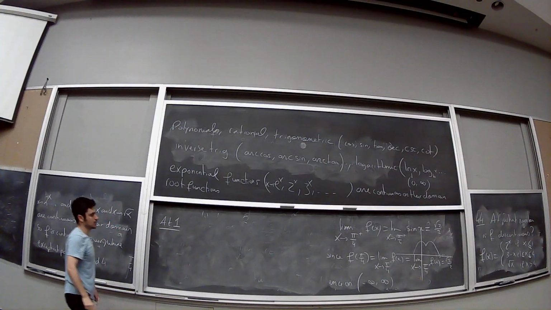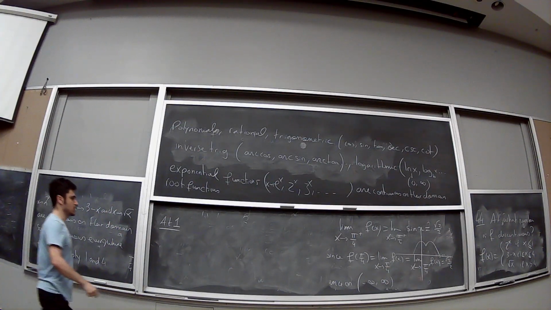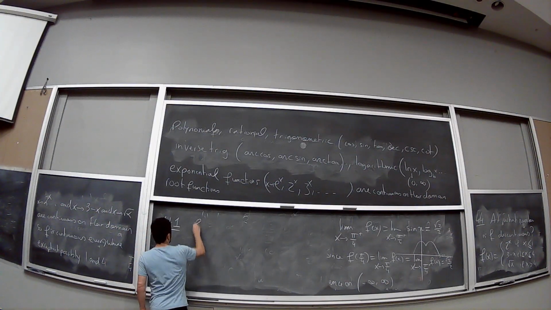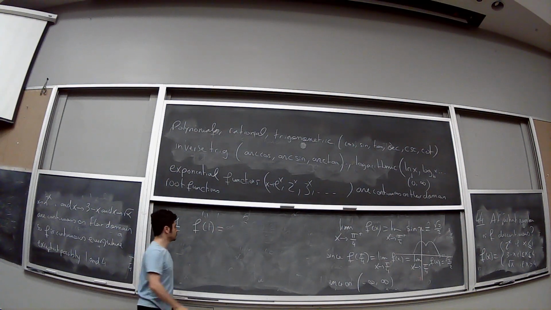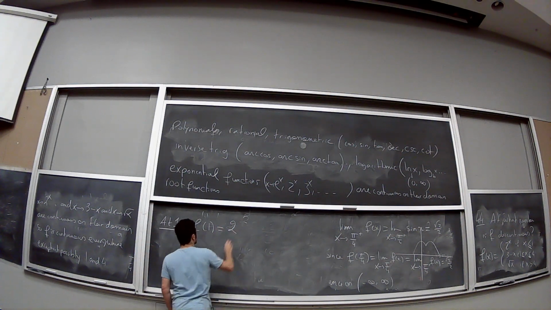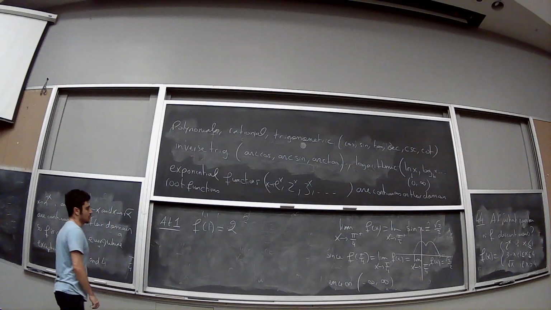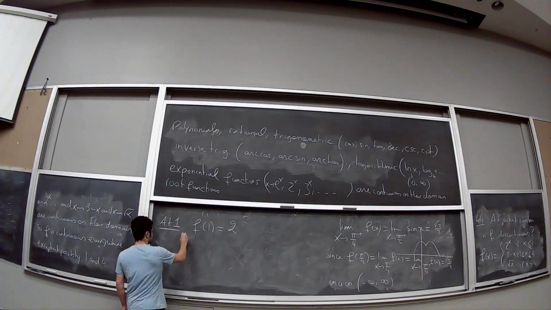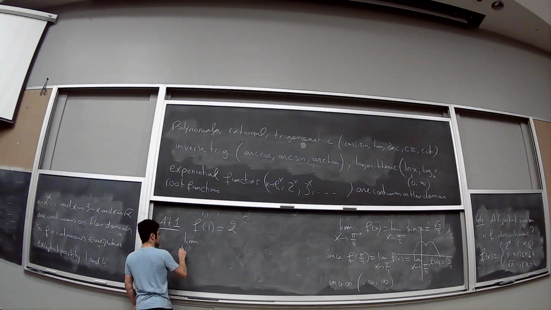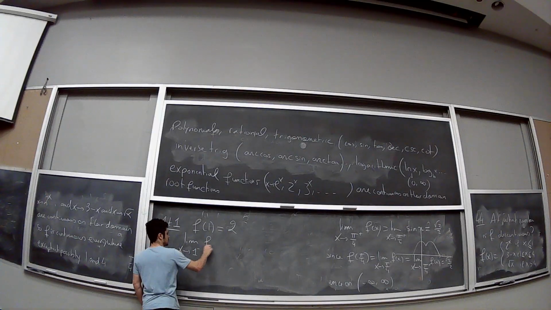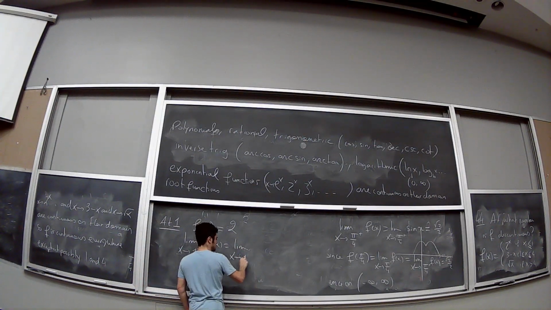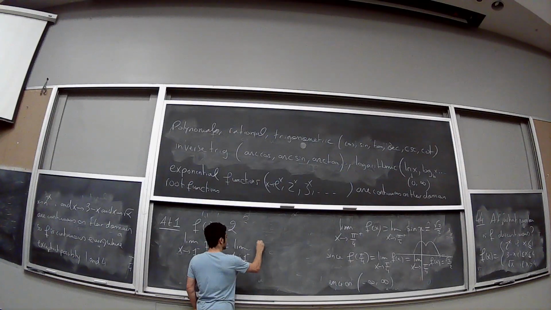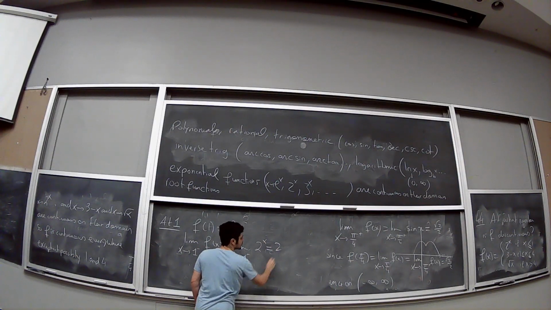At 1, what is f of 1? f of 1 is 2 to the 1, which is 2. Okay. What is the limit as x approaches 1 from the left? Of course, this is just the limit as x approaches 1 minus of 2 to the x, which is 2.